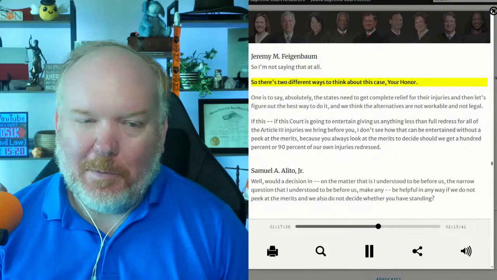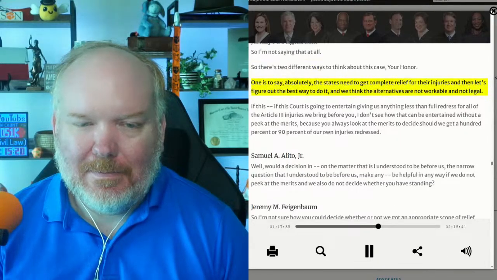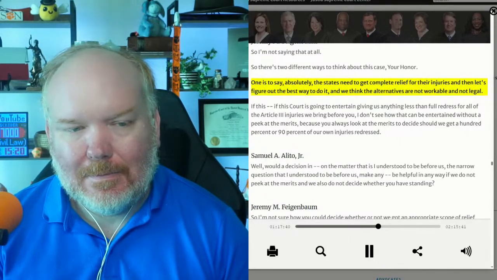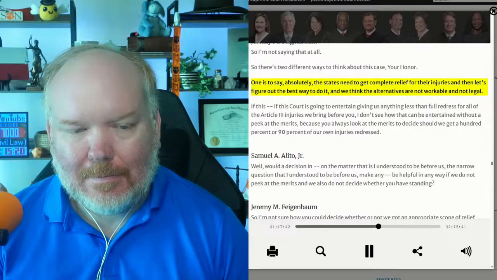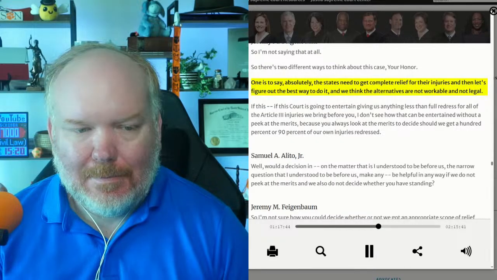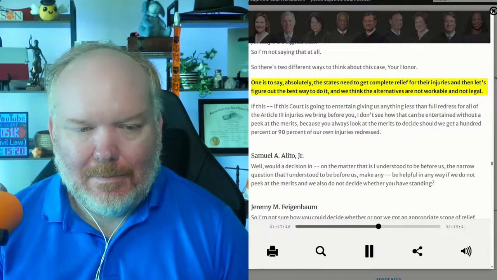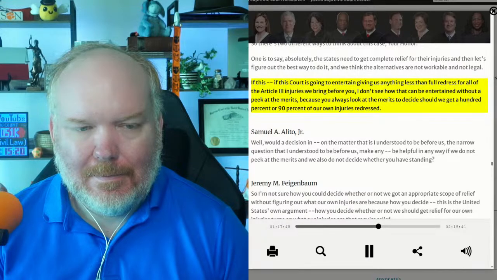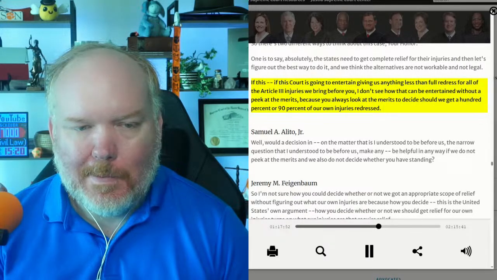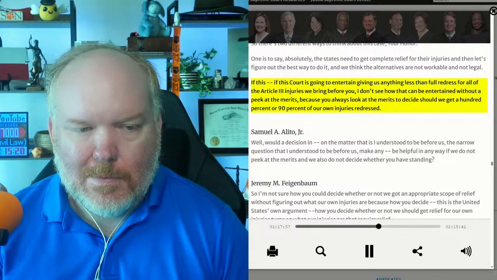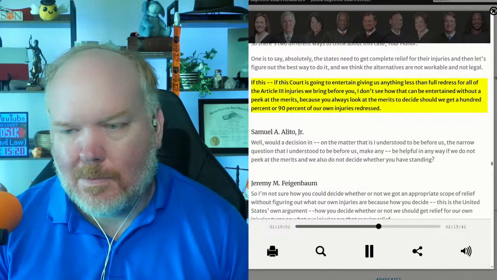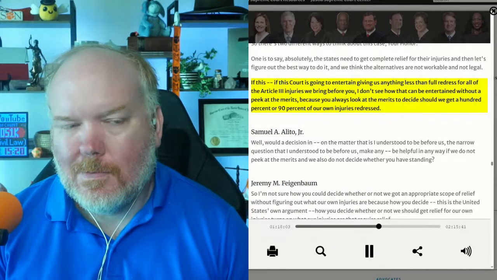So there's two different ways to think about this case, Your Honor. One is to say, absolutely, the states need to get complete relief for their injuries, and then let's figure out the best way to do it, and we think the alternatives are not workable and not legal. If this court is going to entertain giving us anything less than full redress for all of the Article III injuries we bring before you, I don't see how that can be entertained without a peek at the merits. Because you always look at the merits to decide should we get 100% or 90% of our own injuries redressed.